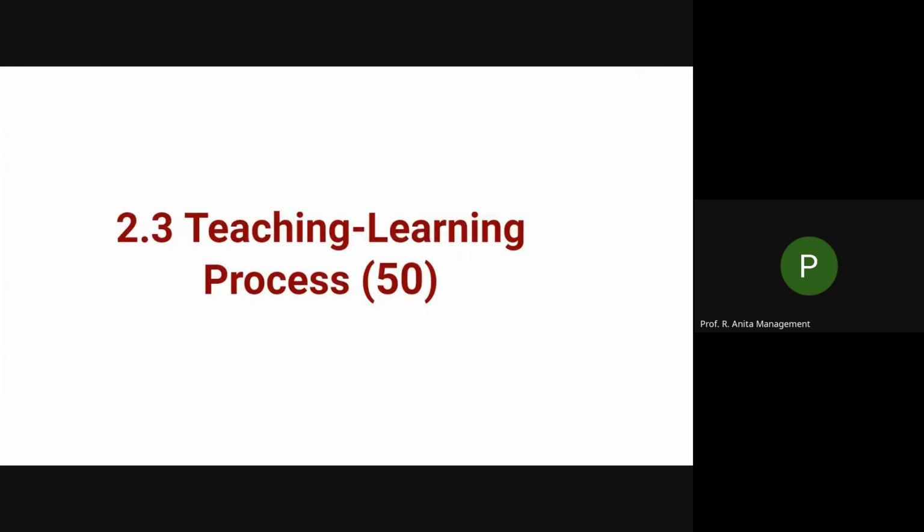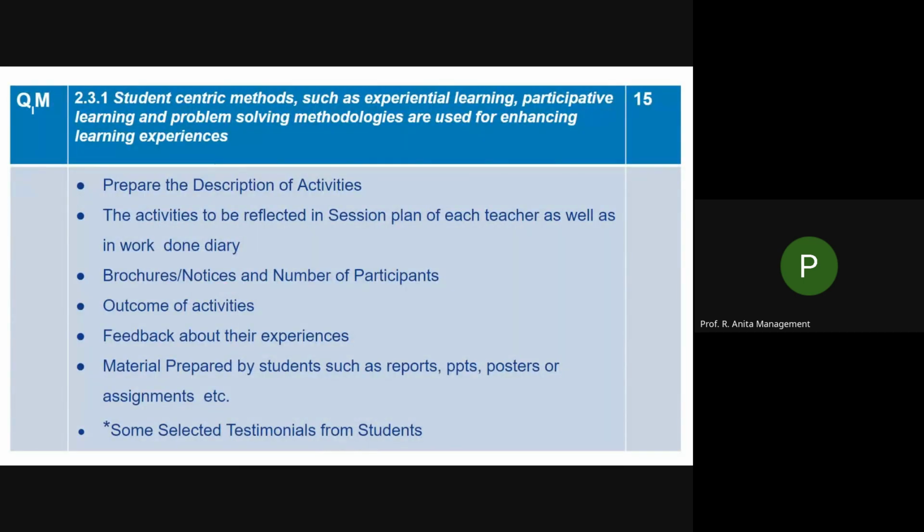Coming to 2.3, which is the teaching learning process, that is 50 marks, where I explained to you about the three student-centric methods: participative, problem solving, and experiential learning. For these methods, you need to prepare a description of the activities, and whatever you're doing should be reflected in the unit planner or session planner which the teacher prepares. They also have to be reflected in the teaching diary, or a work diary that you maintain, because there should be a mapping everywhere, whatever you do.